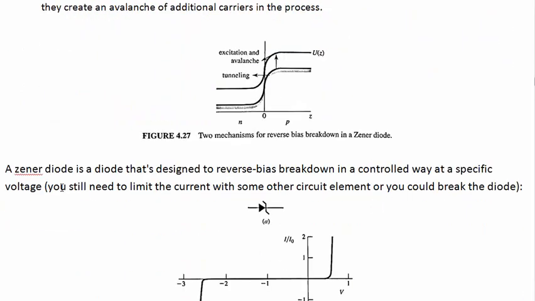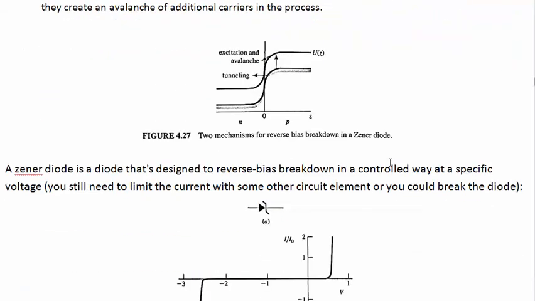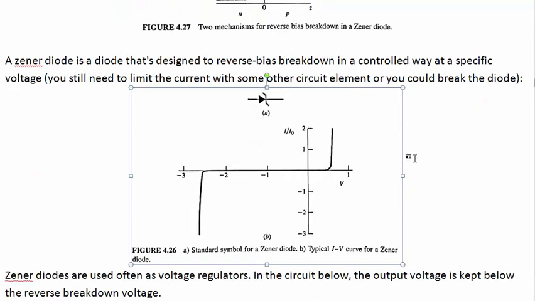A Zener diode is a special diode that's designed to be operated in reverse bias breakdown. Despite calling this Zener tunneling, Zener diodes can actually be designed to operate on avalanche breakdown. It's not really important for our purposes to understand exactly how a given Zener diode is designed to work.